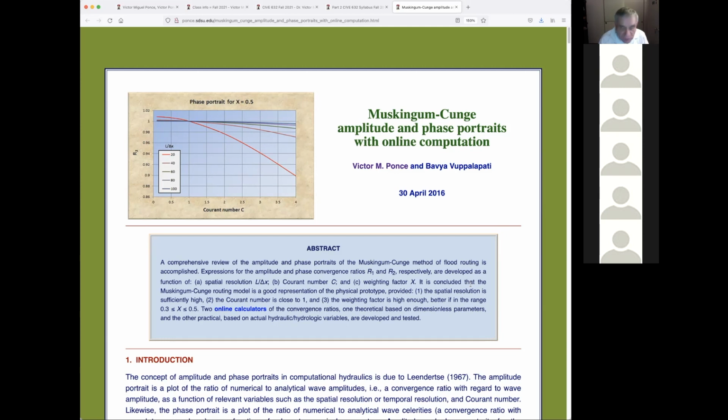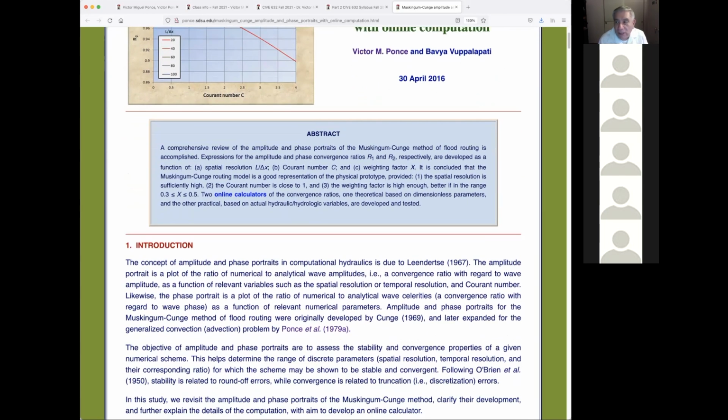Okay, so let's review this, and I believe I already talked about this, but now with more knowledge of what we're talking about here today, I'm going to explicitly say a few things that I perhaps had not said before. A comprehensive review of the amplitude and phase portraits of the Muskingum-Kunch. Expressions for the amplitude and phase convergence ratios R1 and R2, which we're going to emphasize, are developed as a function of spatial resolution, L over dx.